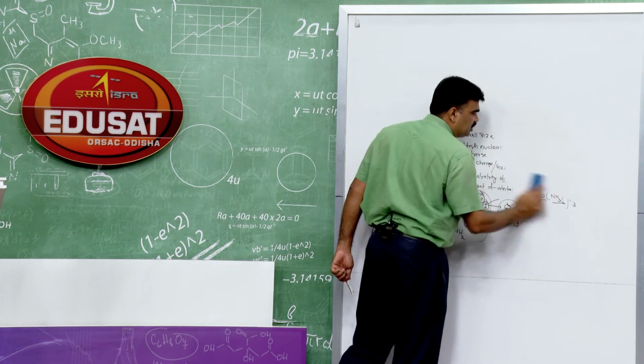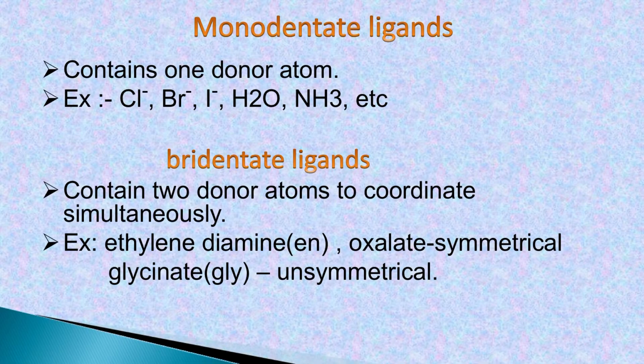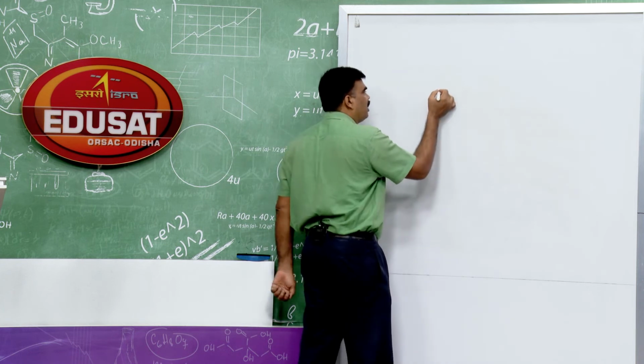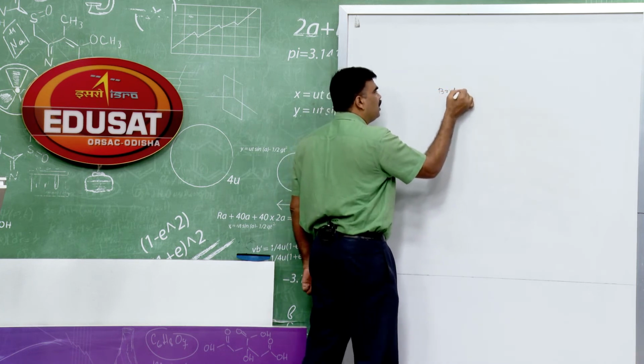What are bidentate ligands? Similarly, bidentate means they contain 2 donor atoms. But having 2 donor atoms is not enough; the 2 donor atoms must make coordinate bonds at a time. This one will make a coordinate bond, and this one will make a coordinate bond, both together. Only then will we call it bidentate.